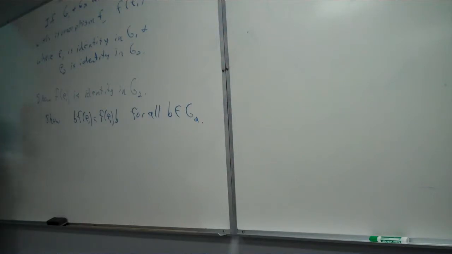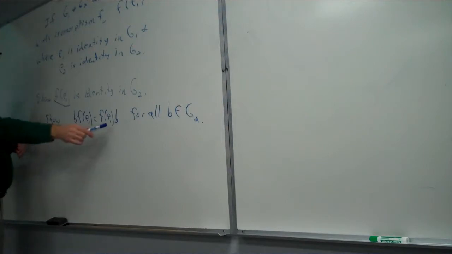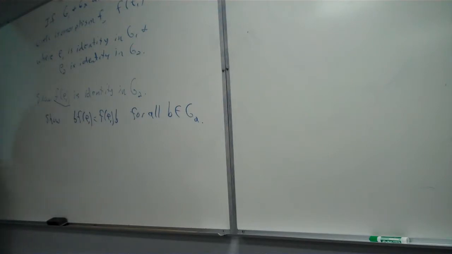And one of the things we've got to watch as we do this is which group we are in. We're trying to show that this F of E1, which is an element in G2, is the identity for G2. So we've got to be pairing it with things in G2. Now, we don't know what the two groups are. We don't know what the isomorphism looks like. So there's one other thing we have to think about as we work with this. I mean, this is what we want to show.